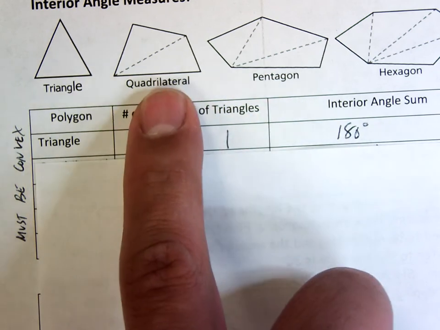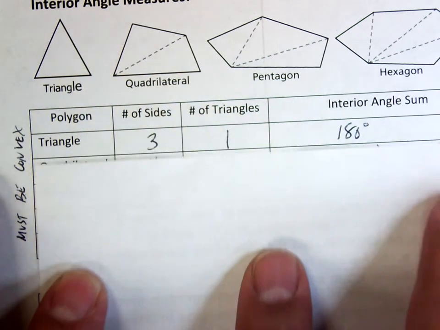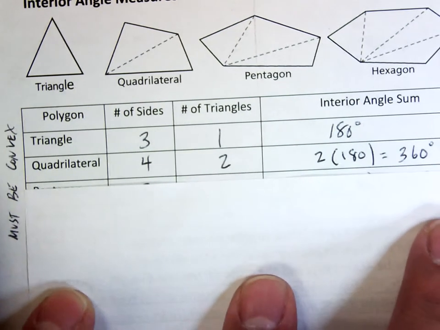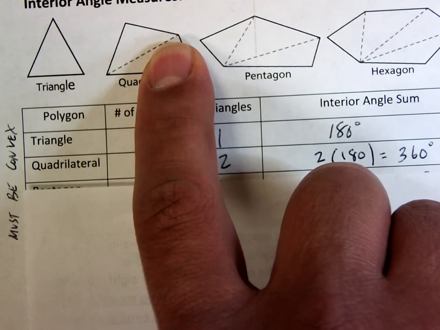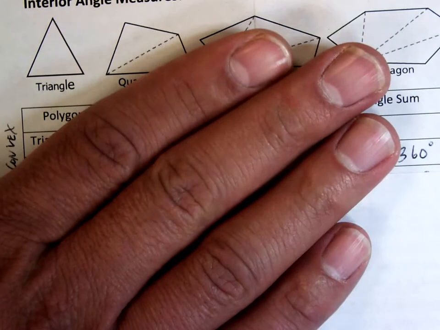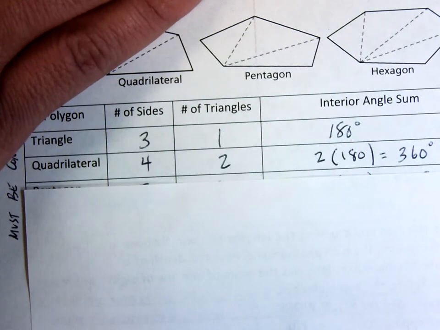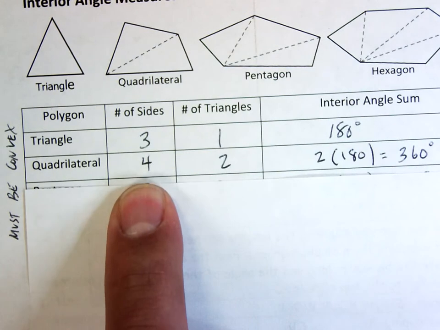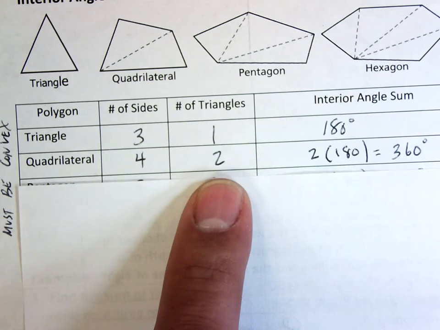Well, now we're going to look at a quadrilateral, which has 4 sides. Now think about what we're going to do. Notice I draw in a diagonal. When I draw in one of the diagonals, how many triangles do I now have in this picture? I have one triangle on the top and one triangle on the bottom. So my shape had 4 sides. I draw in a diagonal and I create 2 triangles.